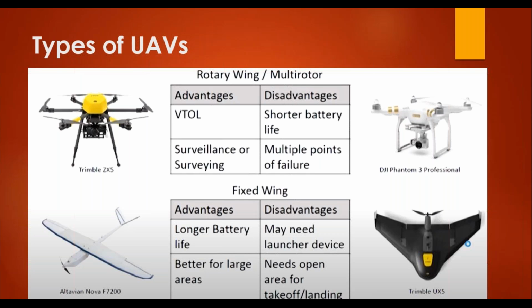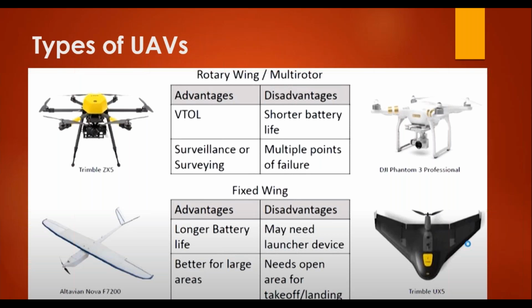Surveillance or surveying is also much easier with rotary wing drones. The disadvantages are shorter battery life and multiple points of failure, such as communication failure and some other types of failures. But the advantage of rotary wings is that they are used for surveillance and surveying, and also for remote sensing.